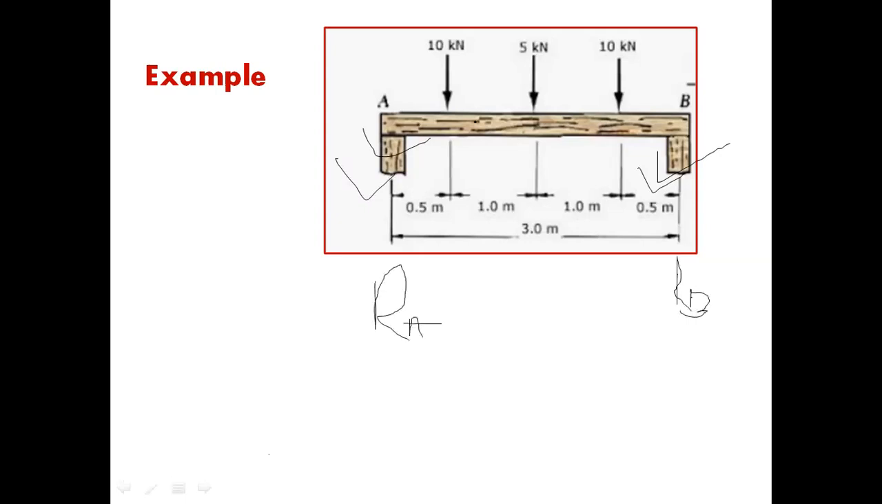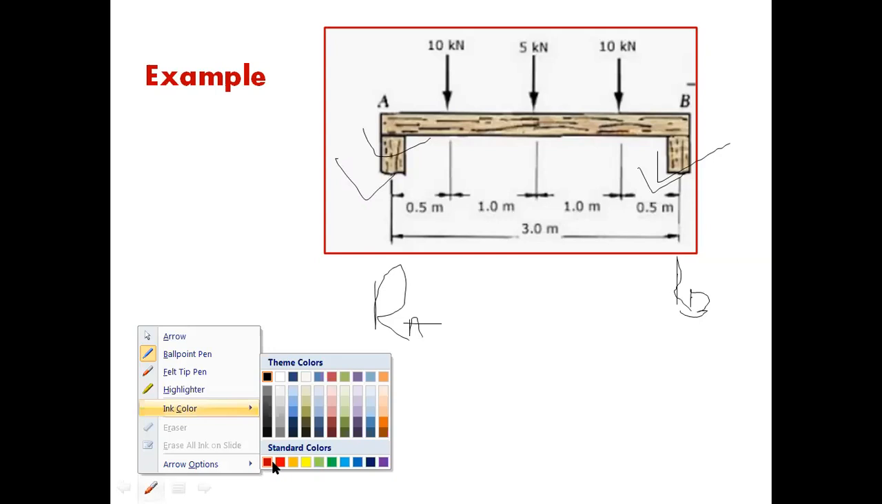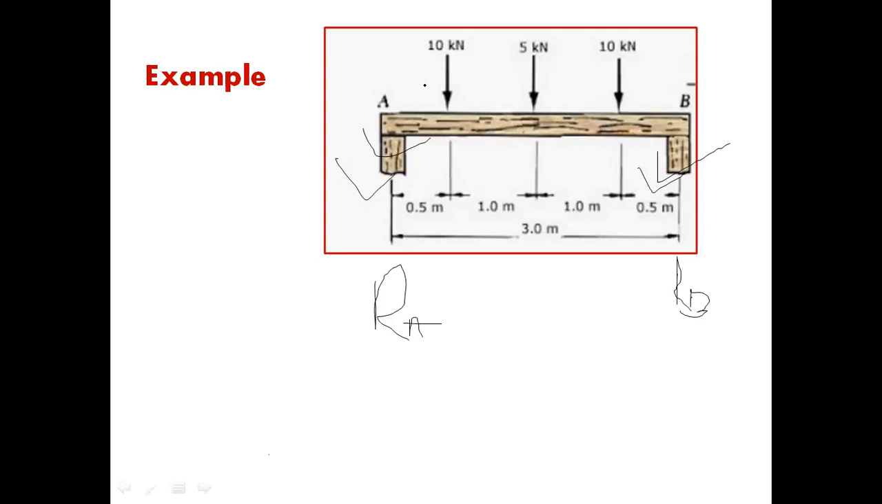These two supports carry the total load of the beam. Here we can see that the total load carried by the beam is equal to what? The total load carried by the beam is equal to how much? It is equal to this load, this load, and this load. So you can easily see this one is 5 kilonewtons, this one is 10 kilonewtons, and this one is 10 kilonewtons.